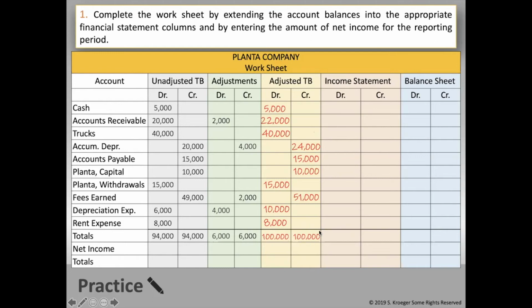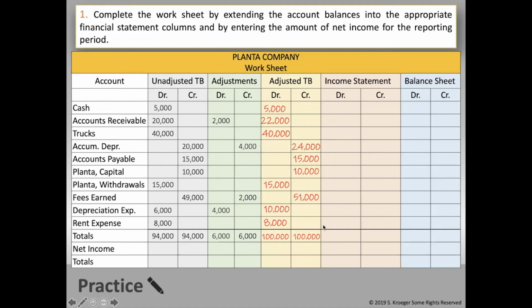Now we have to fill in the financial statement columns. We have the income statement and the balance sheet. It's very important to know which accounts go on these two statements. The income statement would be the revenues and the expenses. If you look, the revenues start here, fees earned. We have depreciation expense and rent expense. These are the only items that will go on the income statement, the revenues and the expenses.